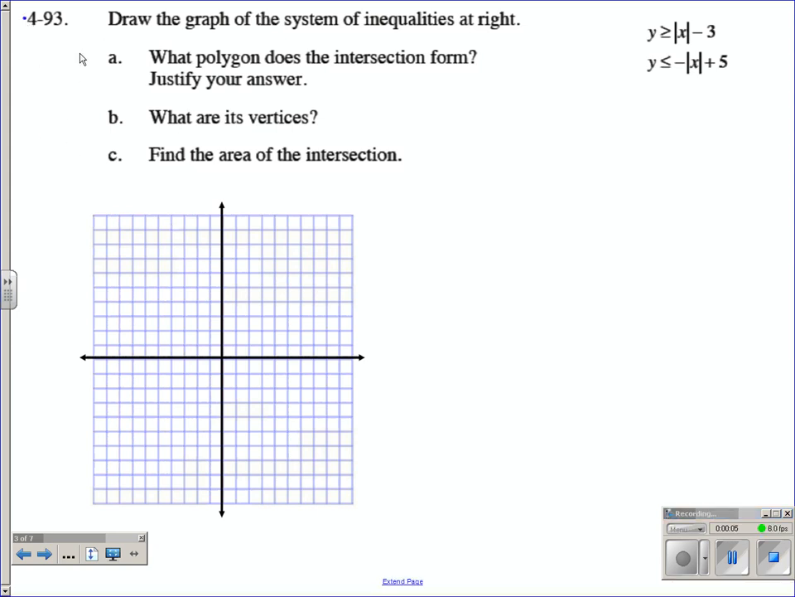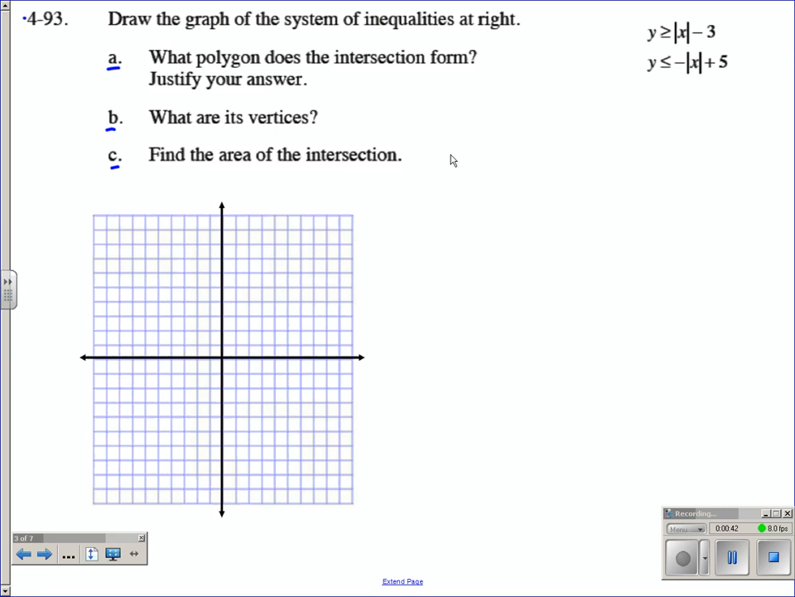All right, problem 4-93. Draw the graph of the system of inequalities at right. So we have y is greater than or equal to the absolute value of x minus 3, and y is less than or equal to the opposite of the absolute value of x plus 5. Letter A. What polygon does the intersection form? Justify your answer. Letter B. What are its vertices? Letter C. Find the area of the intersection.